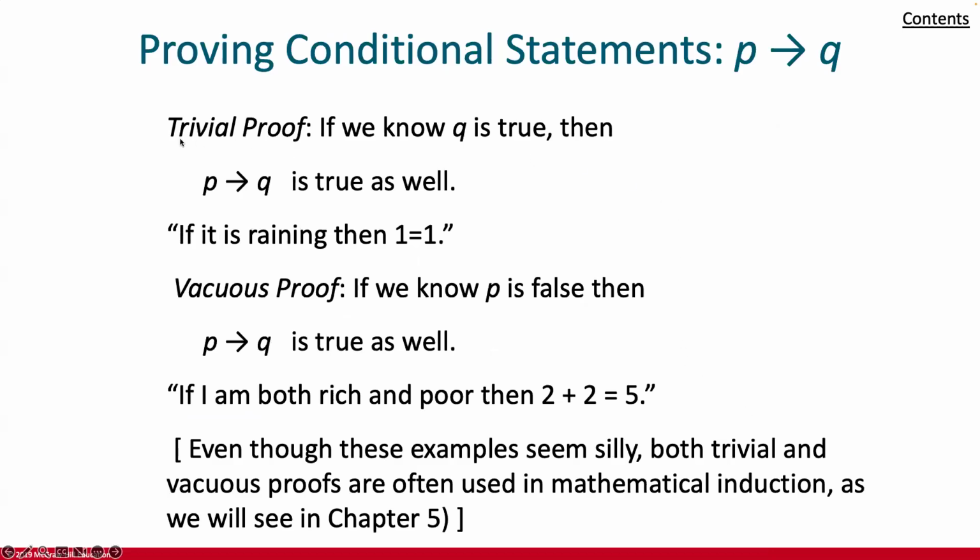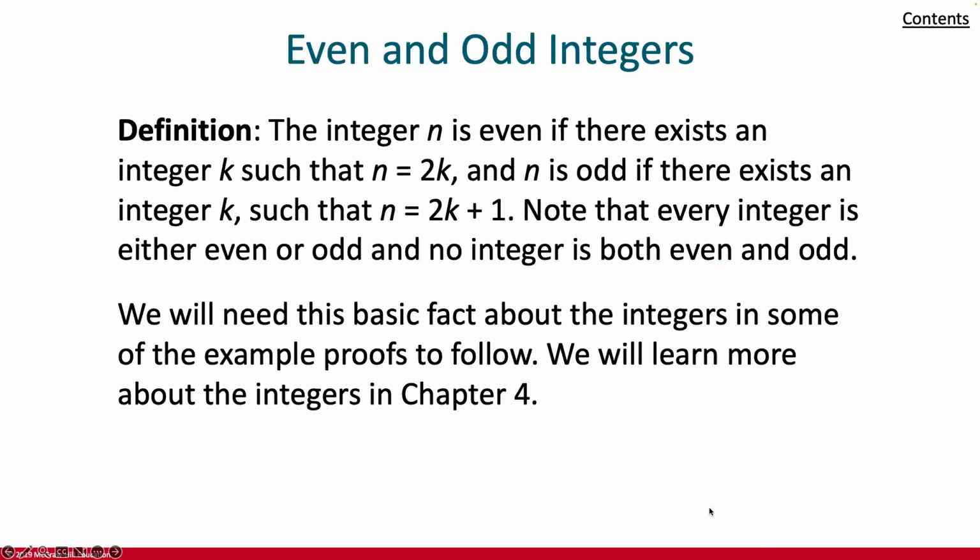So moving on, a trivial proof: if we know Q is true, then if P then Q is true as well. If it is raining, then 1 equals 1. A vacuous proof: if we know P is false, then if P then Q is true as well. If I am both rich and poor, then 2 plus 2 equals 5. Even though these examples seem silly, both trivial and vacuous proofs are often used in mathematical induction, and we'll get into that in chapter 5.